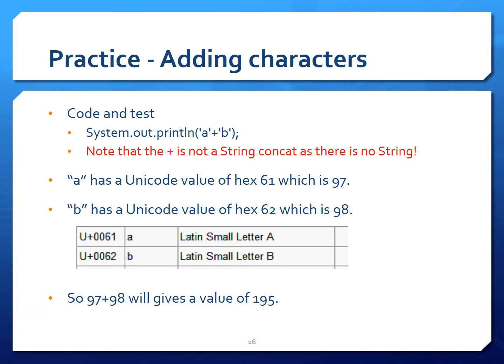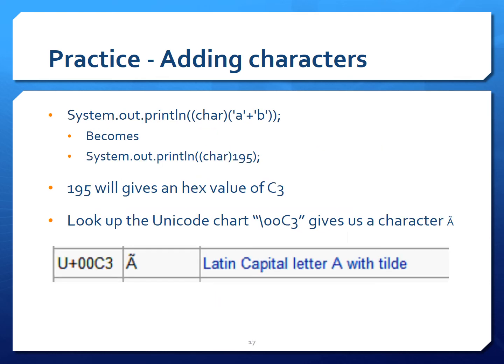Practice time. Pause the video and print the output of character A plus character B. Note the output is numerical 195. Next, convert the characters addition result to a char. Pause this video and try this example. You should get the letter A tilde on console.